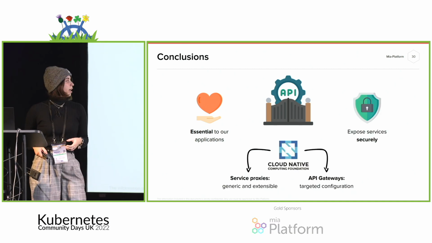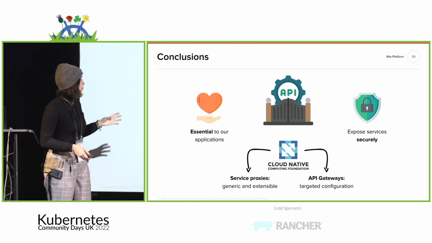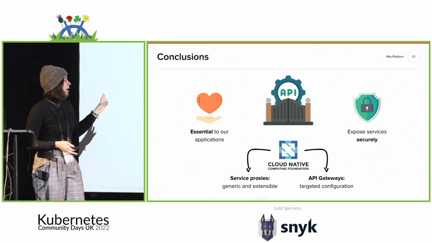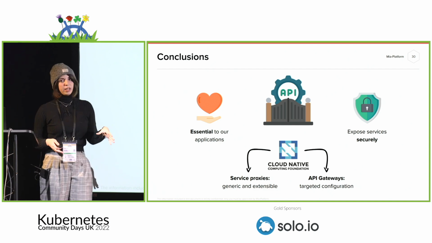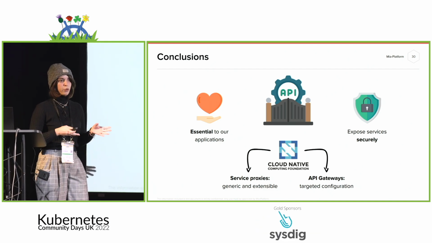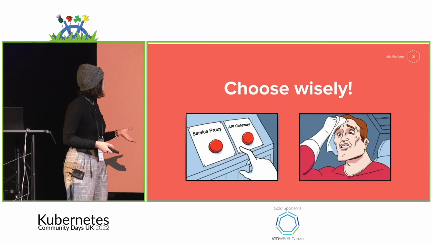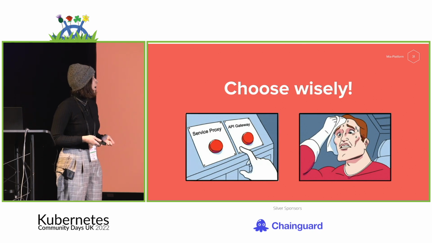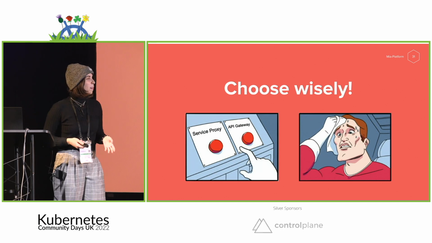Then we went through a comparison of a few Cloud Native Computing Foundation tools, ranging from service proxies, which are generic and very extensible, and API gateways, on the other hand, that have targeted implementation and well-defined set of boundaries in which we are sure that we are building a perfectly functioning API gateway. So this is the big question: which one should I pick for my architecture? Well, the answer, as always, is it depends.